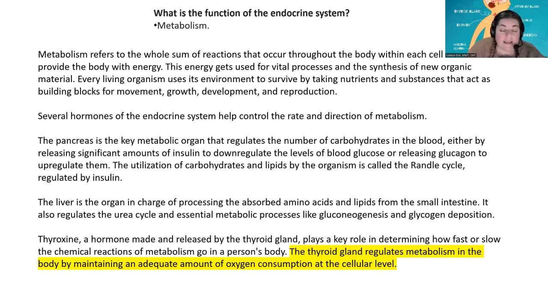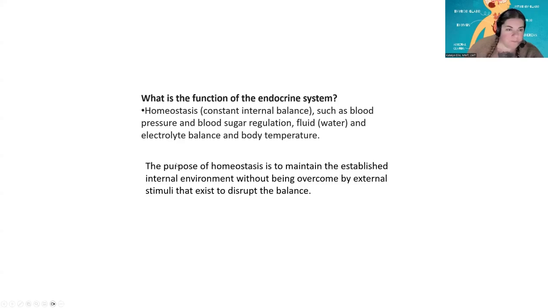Thyroxine is a hormone that is made and released by the thyroid gland, and that plays a huge role in determining how fast or slow the chemical reactions of metabolism go in a person's body. The thyroid gland also regulates metabolism in the body by maintaining an adequate amount of oxygen consumption at the cellular level. All right, we're going to learn a little bit more about it. We're definitely going to hear about ATP, things of that nature that help with energy production, but this all has to do with metabolism and the endocrine system.